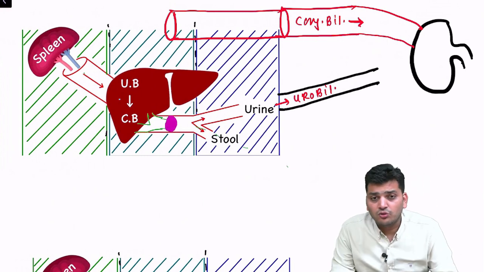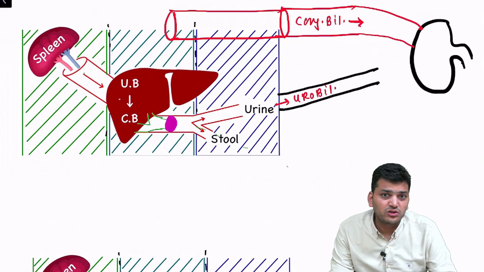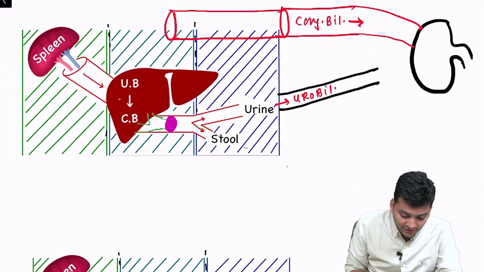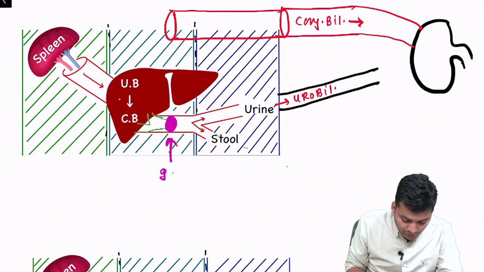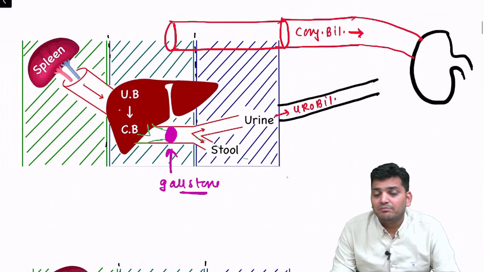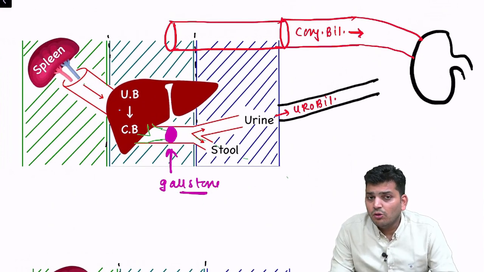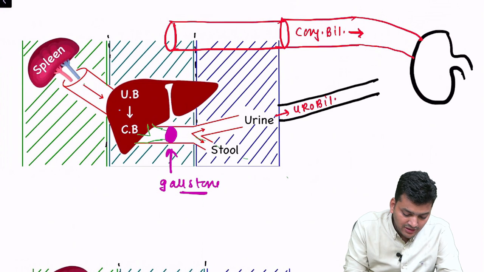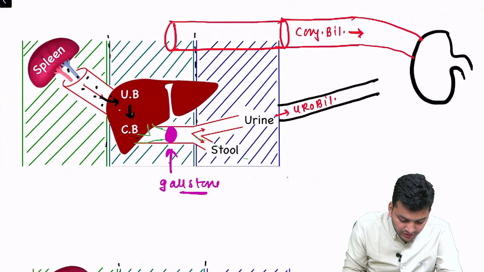Now, if there is a gallstone, this will come under which category? Post-hepatic, because the problem is after the liver. So, for example, there is a gallstone. I am trying to explain to you how the post-hepatic patient will present. Now, if the gallstone is there, the RBC breakdown will happen, the unconjugated bilirubin will reach the liver, and it will get converted into the conjugated.